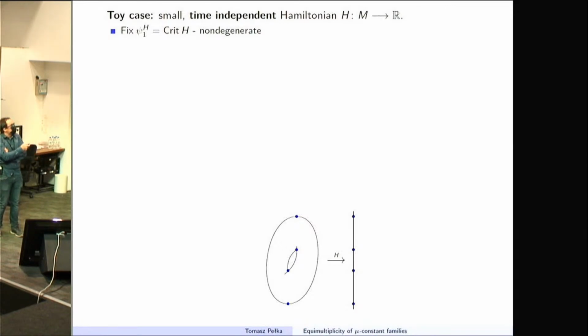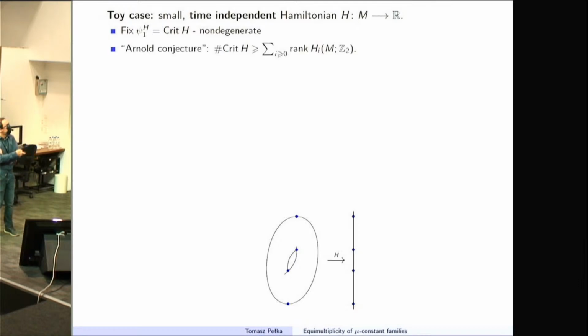In this case, when the Hamiltonian is small and time independent, one can show that the fixed points are precisely the critical points of the Hamiltonian. In any case, it's easy to see that each critical point gives a fixed point of the time one map because you simply don't move there. And the toy case of the Arnold conjecture says that the number of critical points of H is at least the sum of Betti numbers. How to solve it? Well, you use Morse homology.